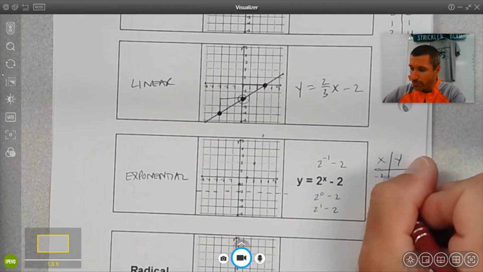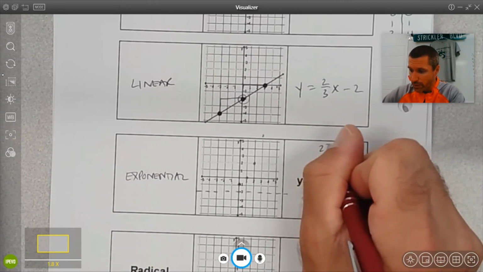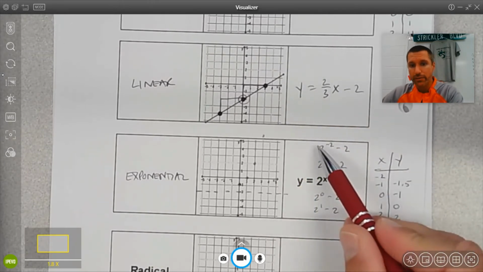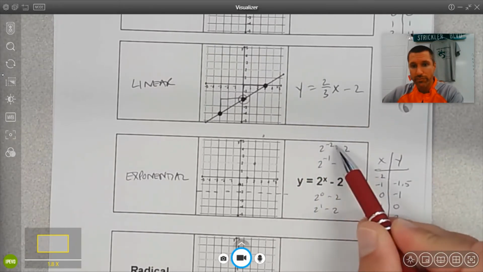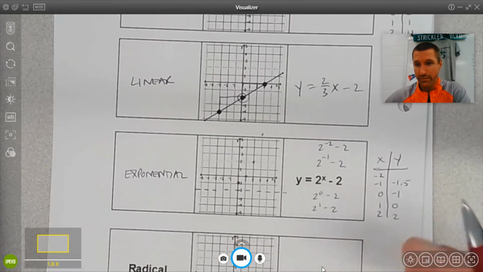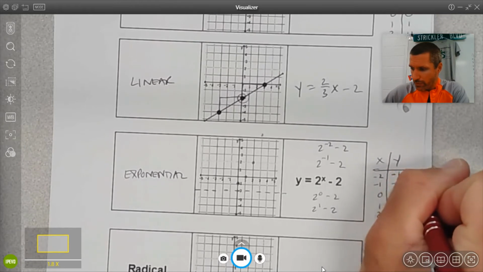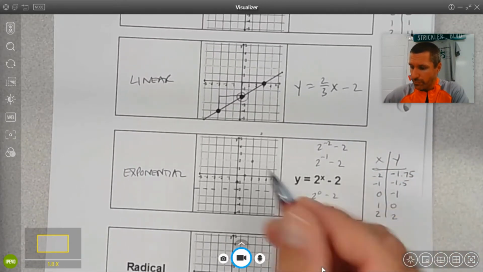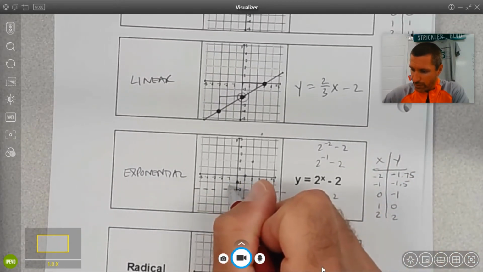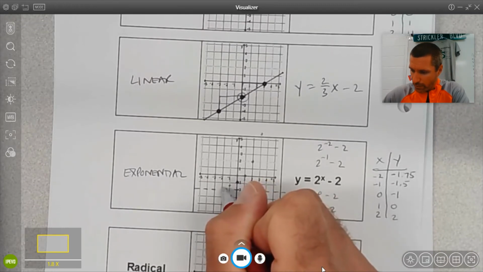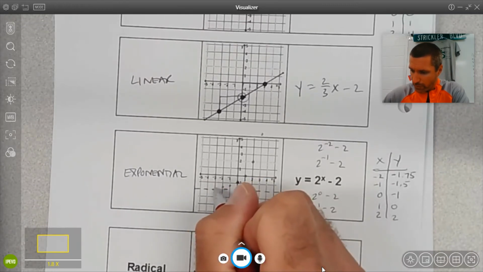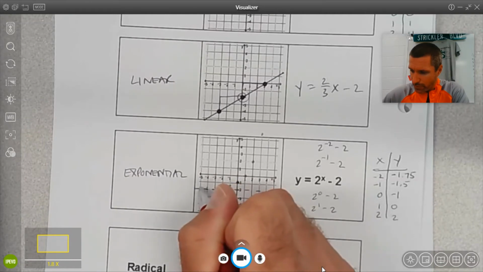Okay. If you plug in -2, you have 2 to the -2 minus 2. So that is 1/4. Okay. 1/4 minus 2 is negative 1 3/4, or negative 1.75. So what we're doing is we're trending back towards this dashed line that we put in there, getting negative 1 3/4, and then we'll get closer and closer, but we will never touch it.